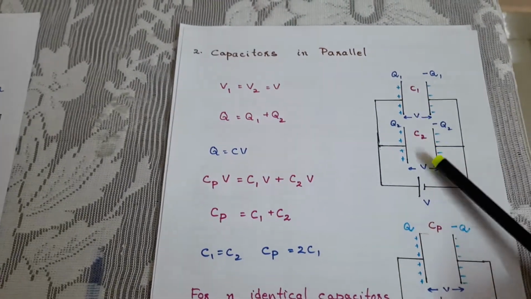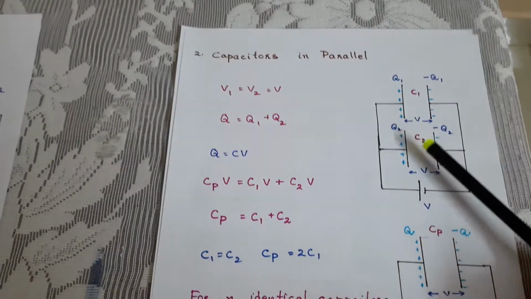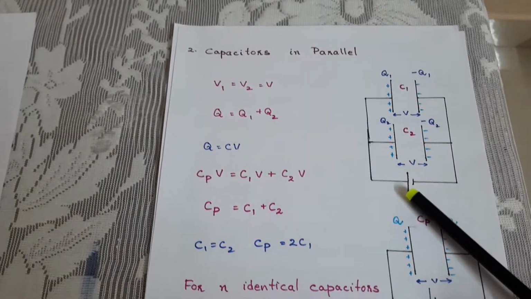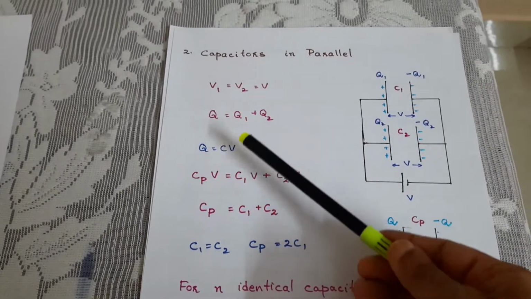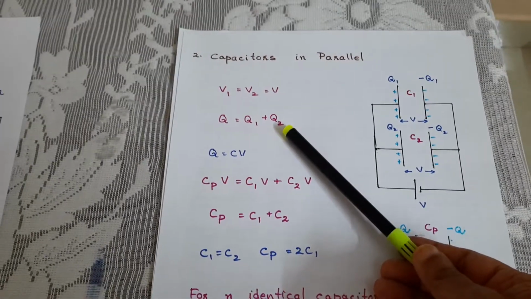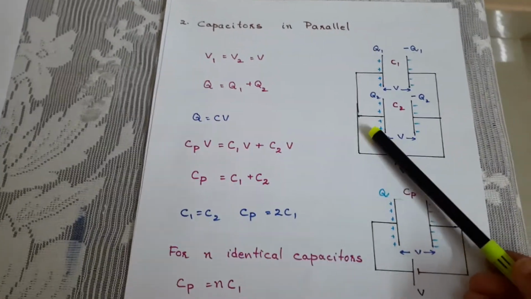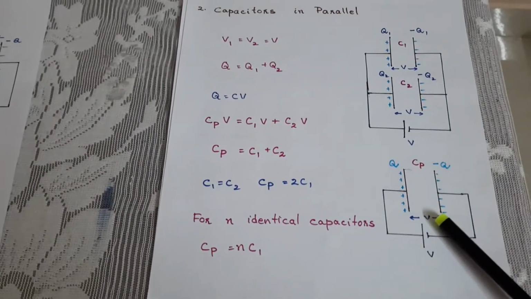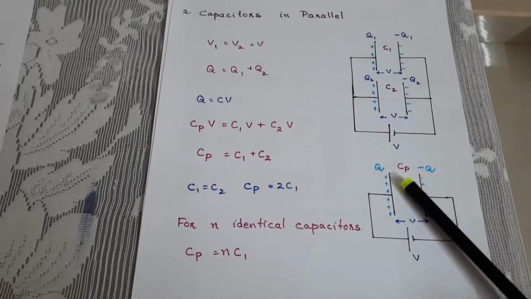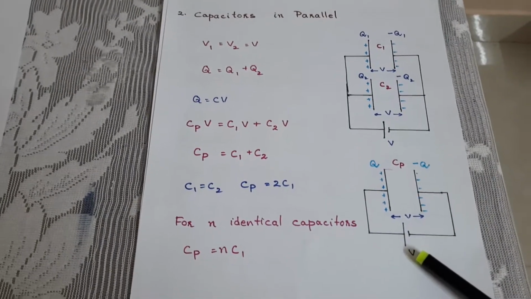But the charge on each capacitor will be different. Q1 is the charge on C1 and Q2 is the charge on C2. So the total charge drawn from the cell Q is equal to Q1 plus Q2. For a capacitor, Q is equal to CV. And suppose the combination is replaced by an equivalent capacitor of capacitance Cp, so that the charge on the capacitor is Q for the same potential V.